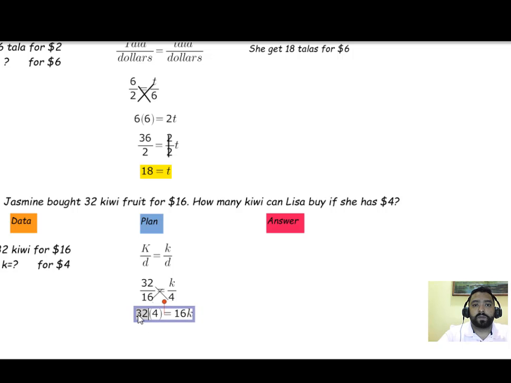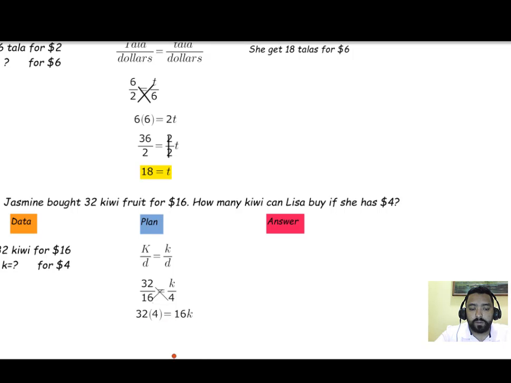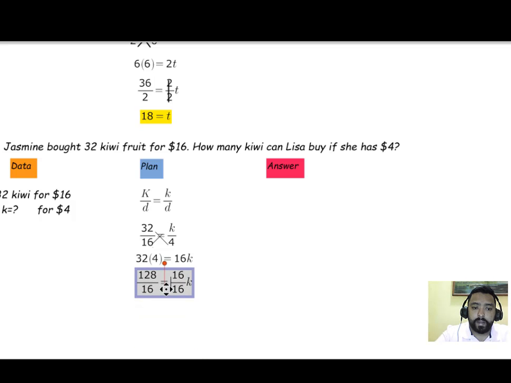Then, when you finish, we need to multiply 32 times 4, where 4 times 2 is 8, and 4 times 3 is 12. 128 equals 16K. Then, to get K alone, we're going to divide by 16 on both sides. When you finish this one, 128 divided by 16 is going to be equal to 8, equals K. So remember, you can cross this one out, and 16 over 16 is going to be 1. So finally we have the answer that she can buy 8 kiwis for $4.